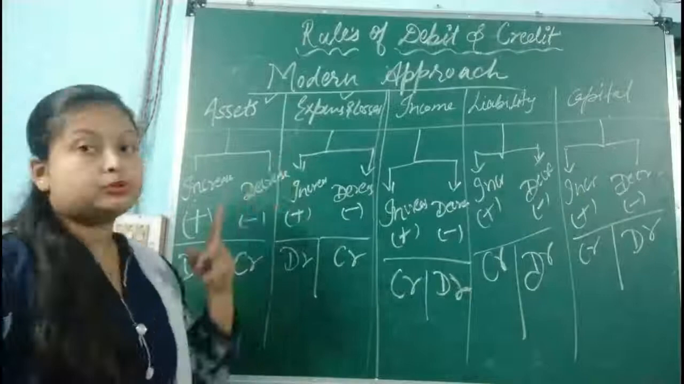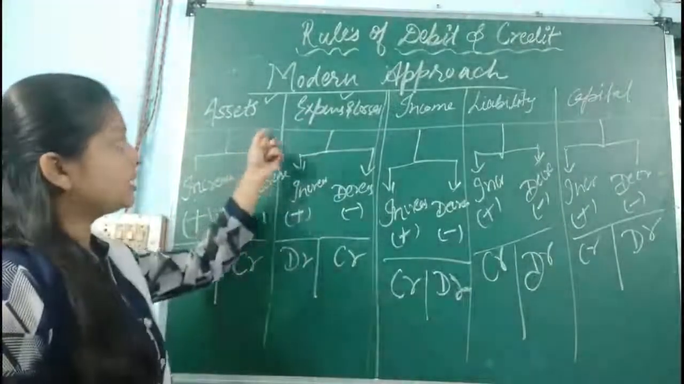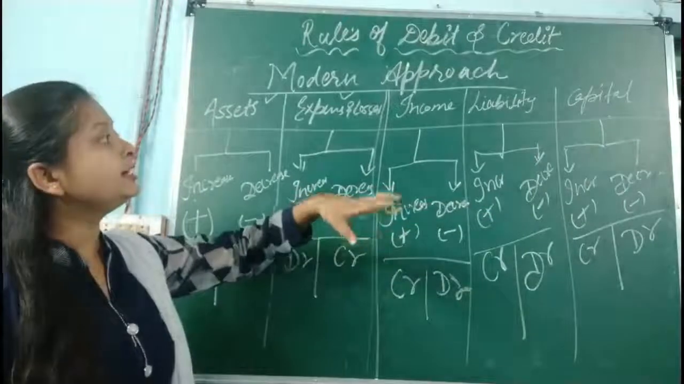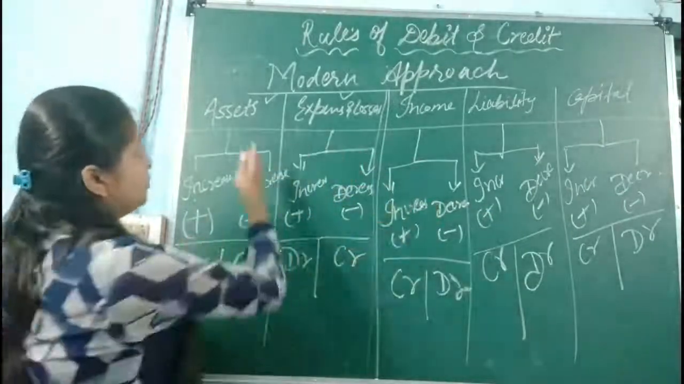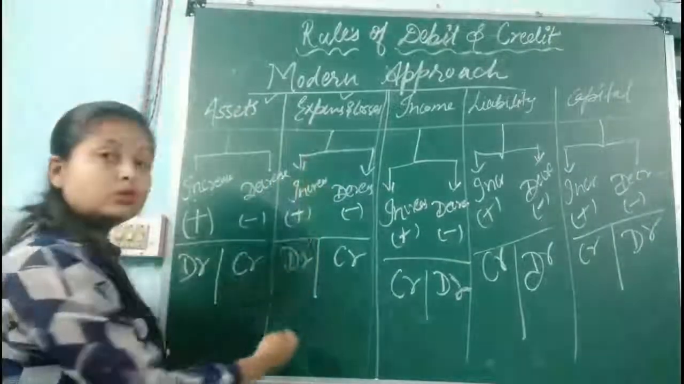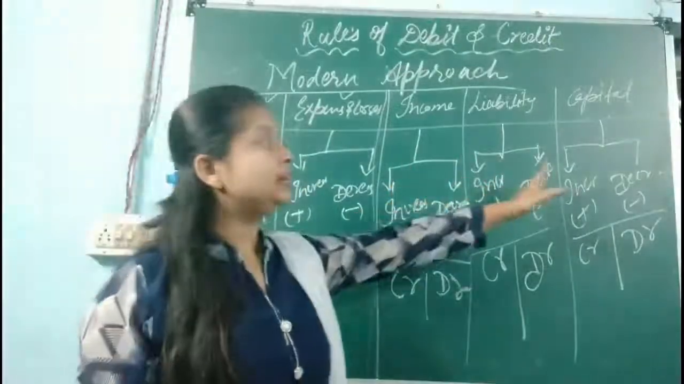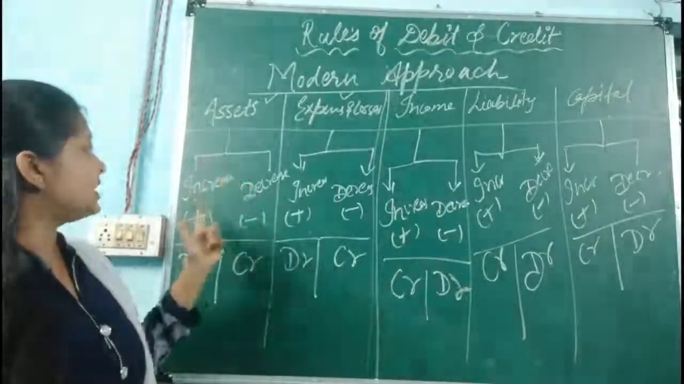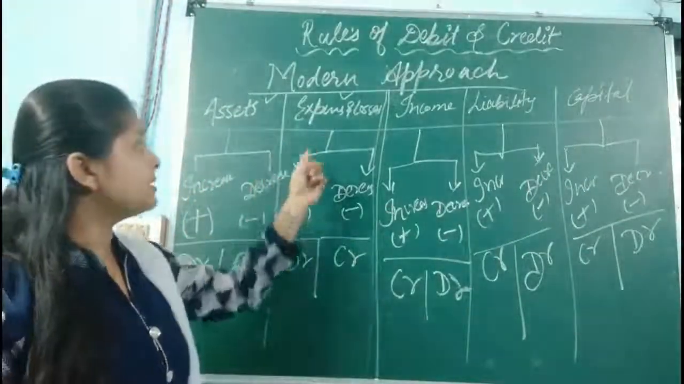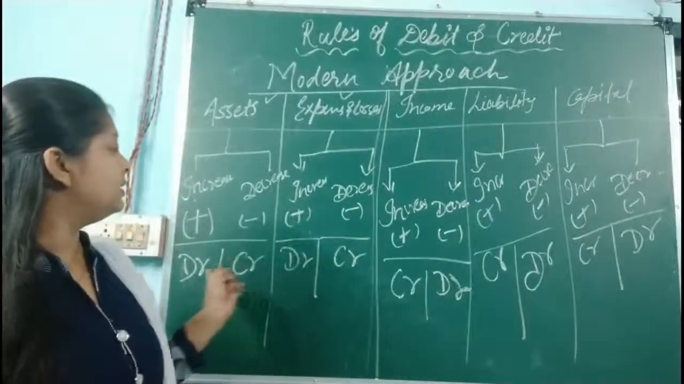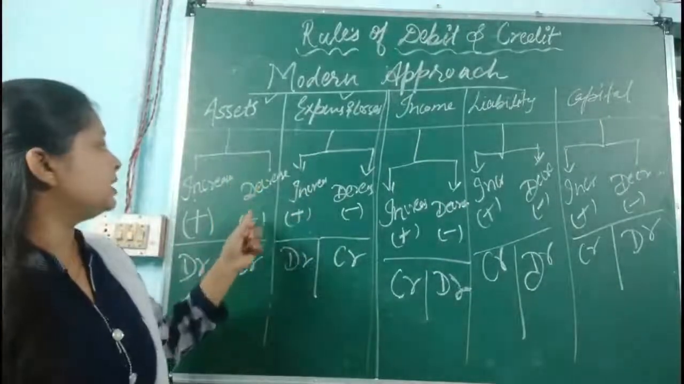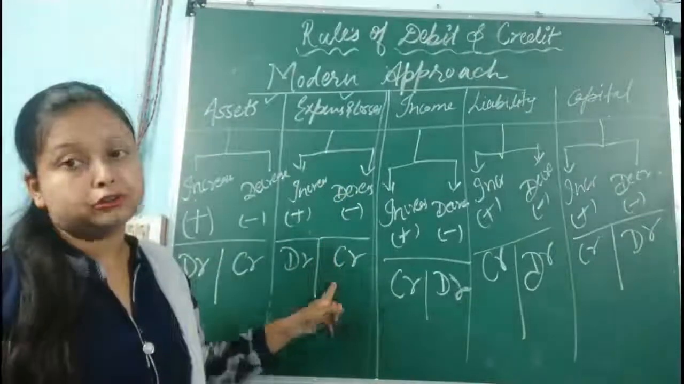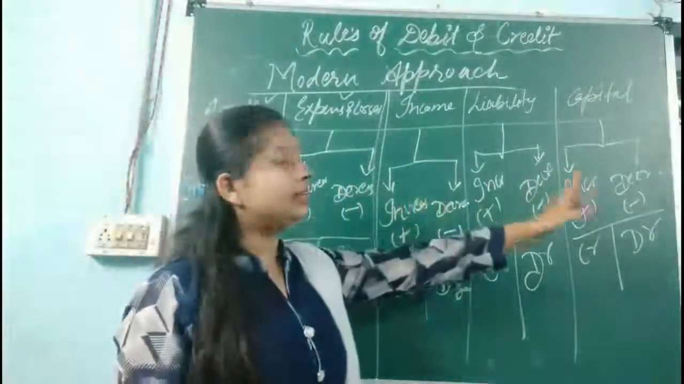What does the modern approach say? That accounts are categorized in 5 parts. Here we have divided it in 5 parts, and both assets and expenses rules are similar. Income, liability and capital rules are similar. Increase in asset, plus will be there. Expenses, plus will be there, that is debit. Decrease in asset, minus, and credit we are going to do. Decrease in expenses, minus, credit we are going to do. And the same with income, liability and capital.